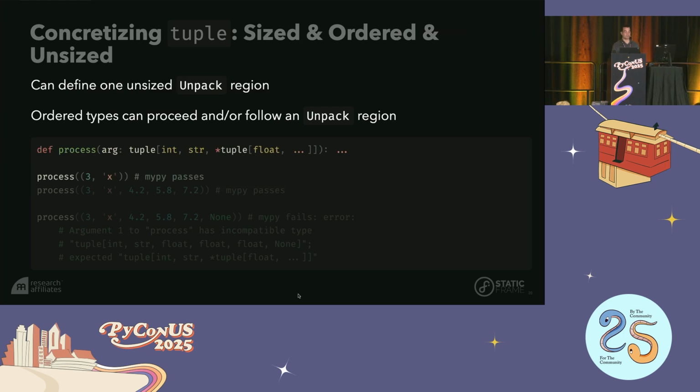So in this case, if I just have an integer and string, MyPy says that's great. If I have an integer, a string, and 3 floating point values, MyPy says that's great too. However, if I have a None in there, MyPy is going to correctly say this is an incompatible type.